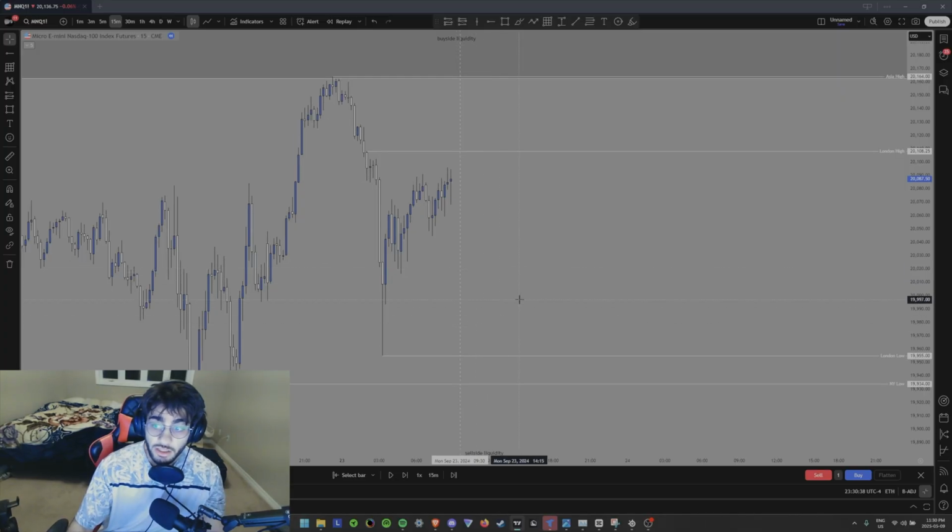But if we're looking for longs, which could also happen, today's a little bit of a chopped day. You can't really tell which way price wants to go here. I'll try my best to explain though. I can't go to the 5 minute.